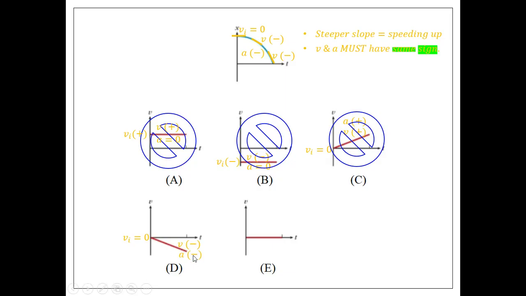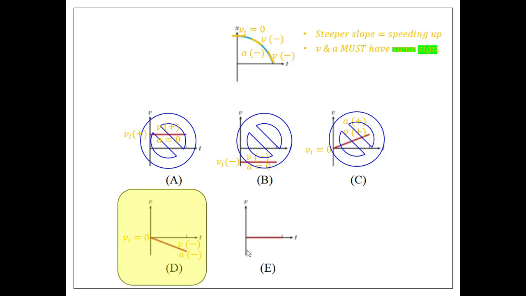It's speeding up because V and A are the same sign. All right, so there's your answer. Well, how? Because I need VI to equal 0. VI is 0. I need V to be negative. V is negative. And I need A to be negative. A is negative. And so choice D is the right answer.